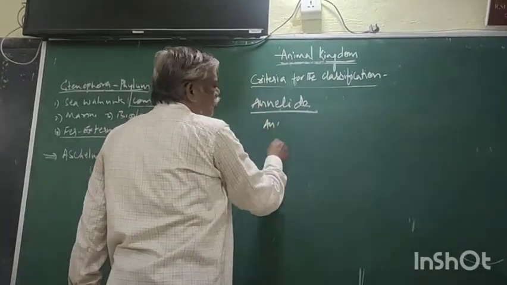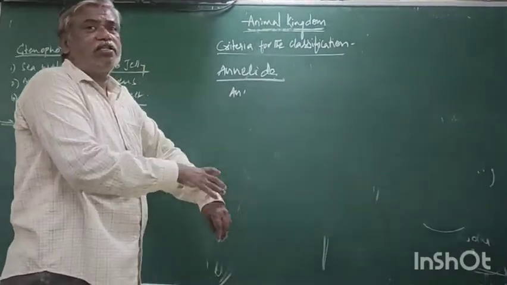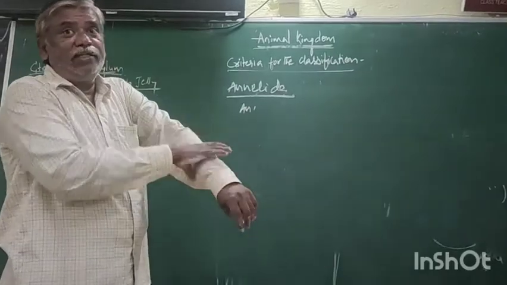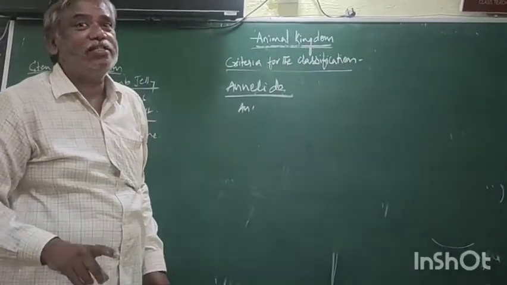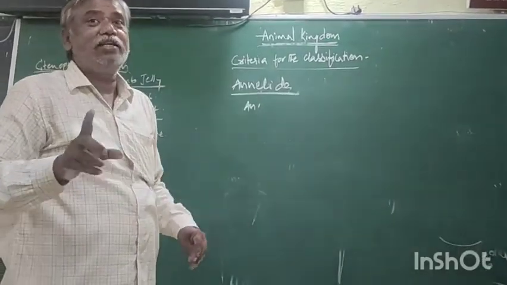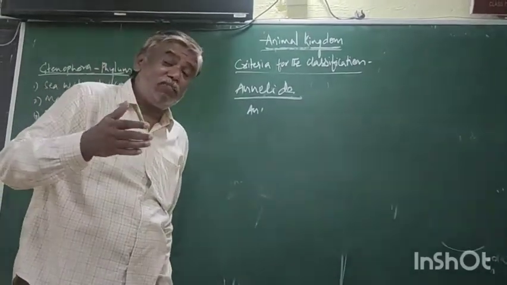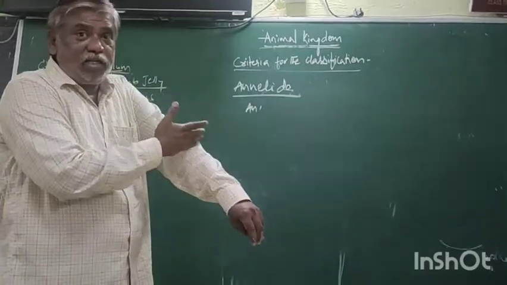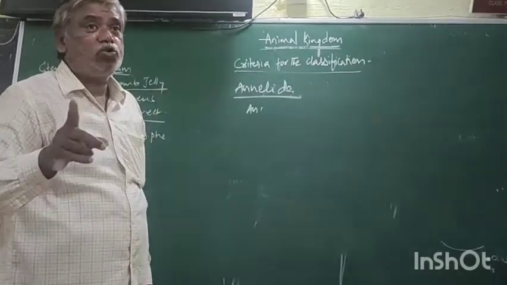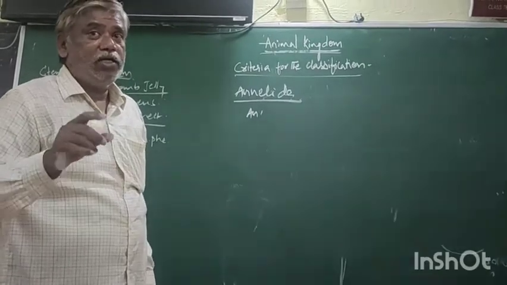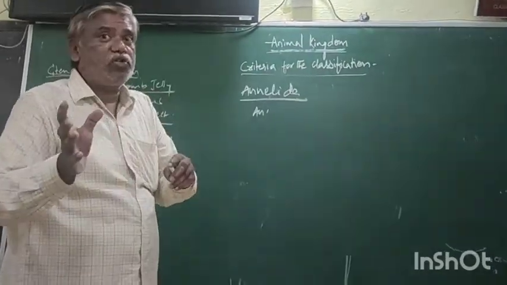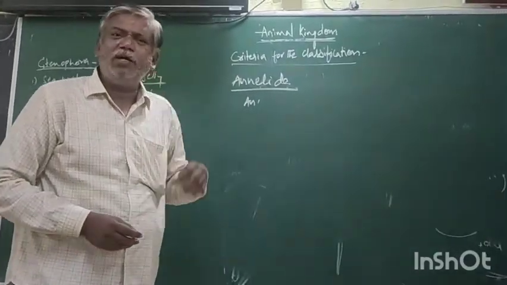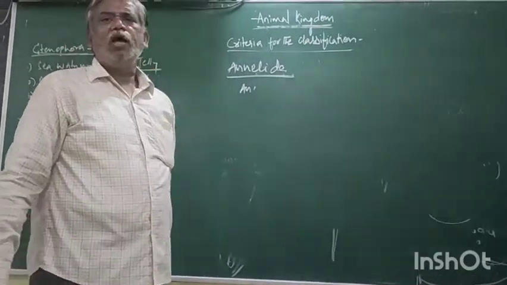Annelida. Annulus means rings, so the external body of these animals has many rings. These rings are external segmentation, and internal segmentation is as septa. That means the body has segmentation. Is the segmentation true? True. Why? Each segment contains a part of each system. Hence, it is called metameric segmentation. The presence of metameric segmentation is the character of Annelida.